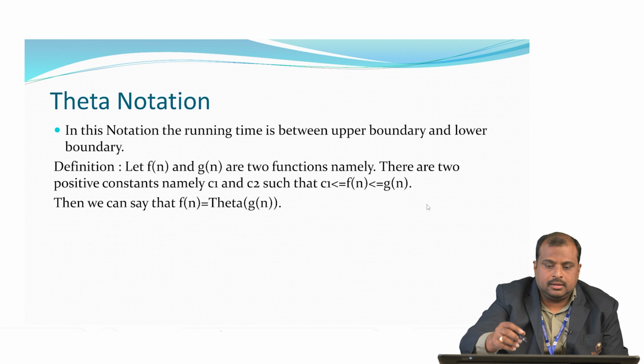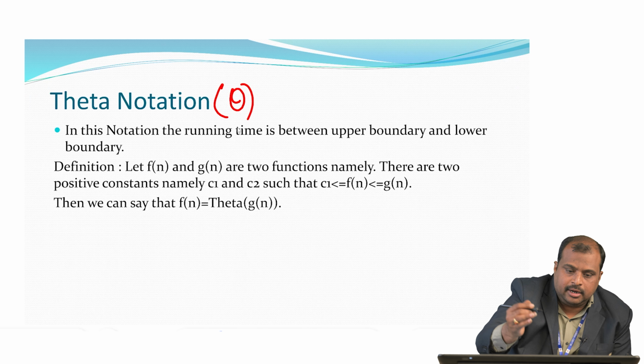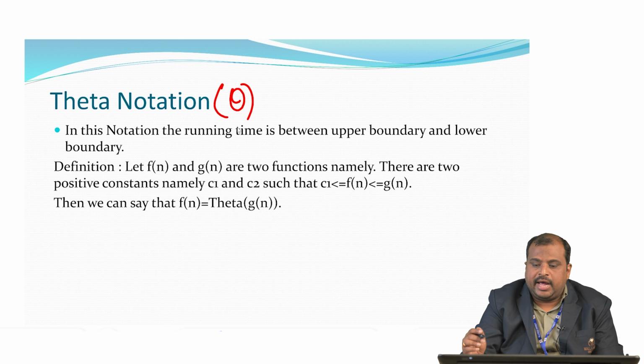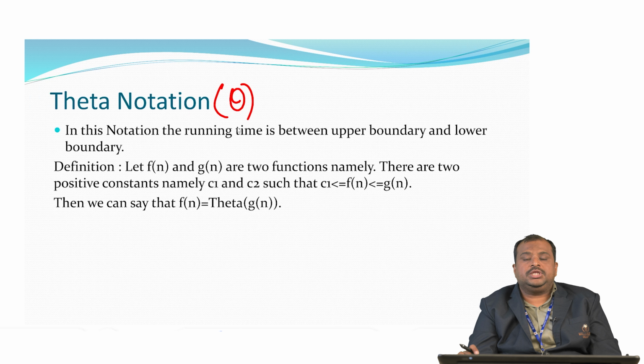And the third notation is theta notation. It is represented by the symbol theta. In this notation, it calculates the running time between the upper boundary and lower boundary. Big O notation represents the upper boundary. Omega notation represents the lower boundary. In between the lower boundary and upper boundary, theta notation is going to calculate the running time between the upper as well as the lower.